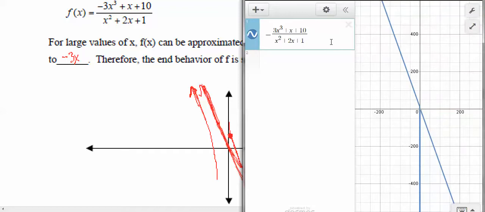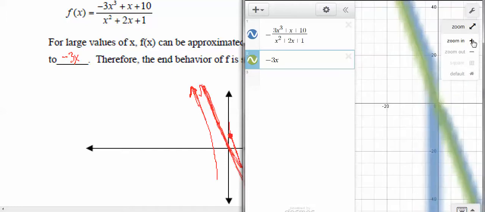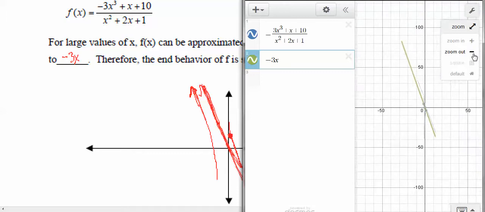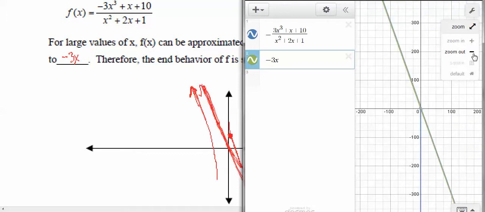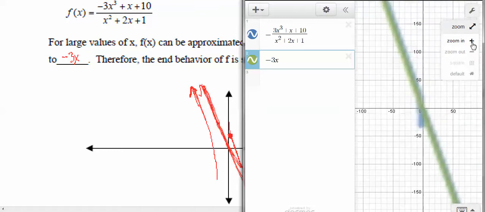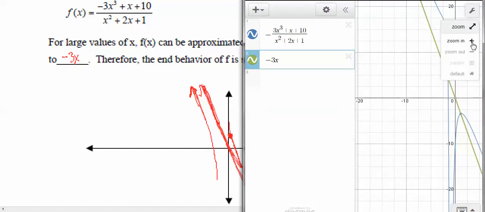And I'll tell you what, why don't I throw in the graph of negative 3x there. Those graphs almost look the same. Now, granted, as you zoom in, you can tell that the green graph is not the same as the blue graph. But as you zoom out, as the thing gets closer and closer, you'll see that it actually does exactly what I thought it would. Or at least close to what I thought it would. It does do something funky over there. It actually does cross the asymptote.